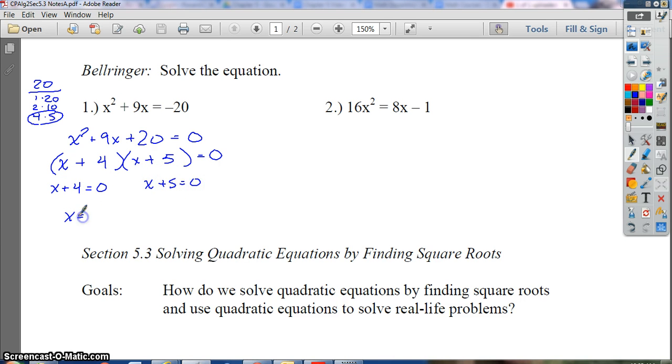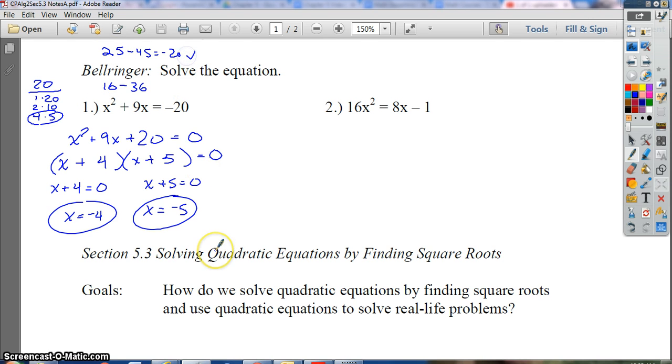So we're going to have x is negative 4 and x is negative 5. You should never get these wrong, because you could always plug them back in and just check. That's 16 minus 36, negative 20. Yeah, I put negative 5 in. Get 25 minus 45. Sure, that'll work. Okay, let's go ahead to number 2.